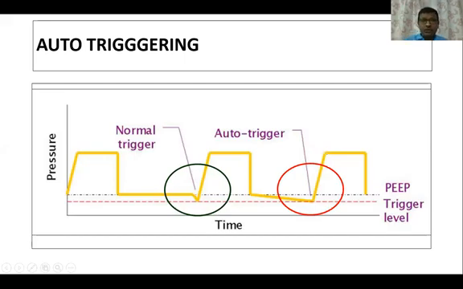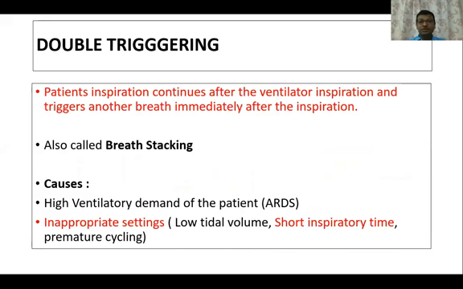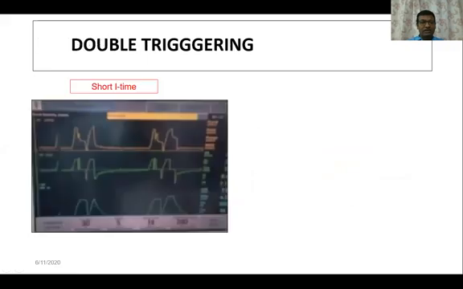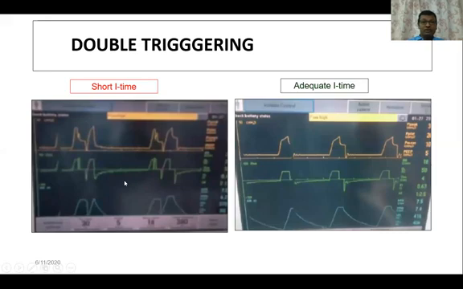Now, what is double triggering? Here, the patient's inspiration continues after the ventilator inspiration, and it triggers another breath immediately after the inspiration. This is also called breath stacking, and usually a short inspiratory time is the cause. So you see here, these are graphics from a patient with asthma. Because of a short inspiratory time to avoid auto PEEP, you can see there is double stacking or double triggering. And once you adjust the I time and give bronchodilators to this patient, you see there is no double triggering. So this is how graphics will help you.